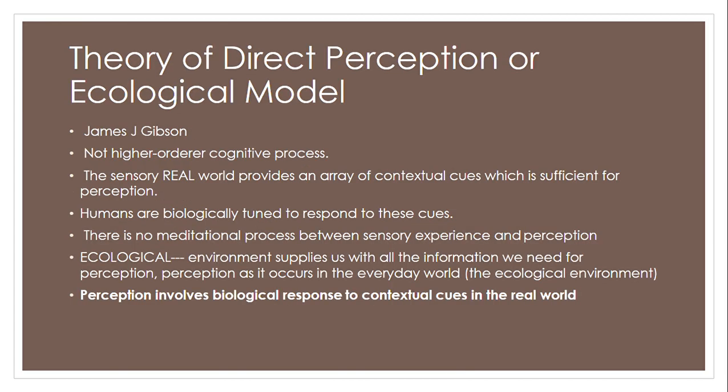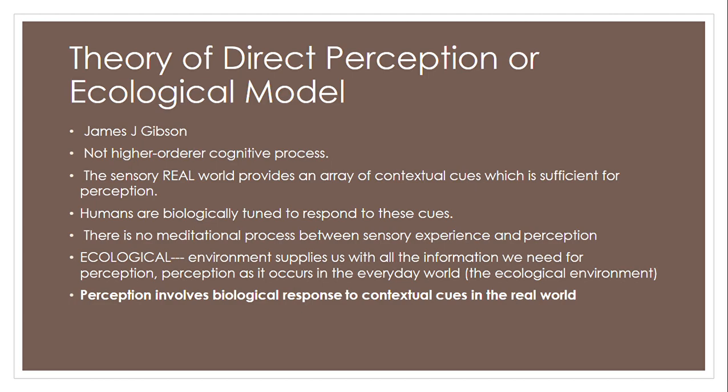Moving on, the first theory under the bottom-up approach is the theory of direct perception, also called the ecological model, proposed by James J. Gibson. For pattern recognition, according to Gibson, perception isn't a higher order complex process. Rather, perception consists of direct acquisition of information from the environment just around us. Simply stating, the sensory context or the information in our sensory receptors is all that we need for perception.